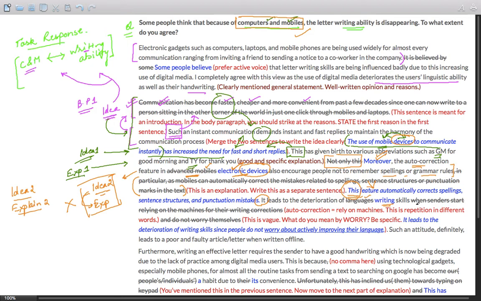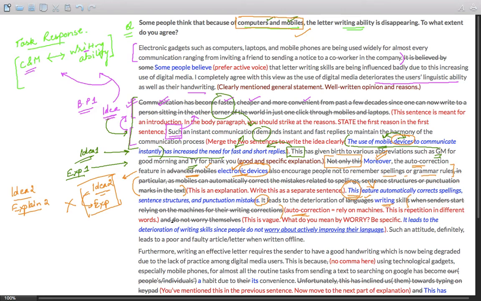The remaining part over here is a repetition of the autocorrection feature, which you have already talked about. There was absolutely no need of writing this. It just leads to deterioration of writing skills. You have already mentioned everything earlier.